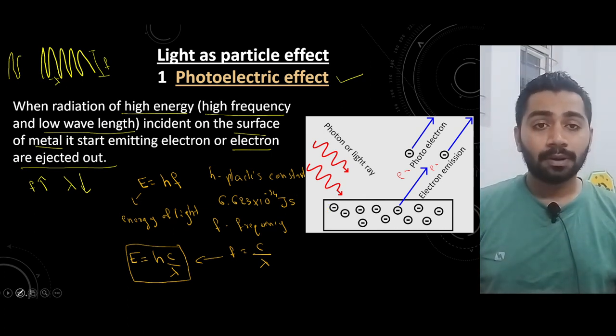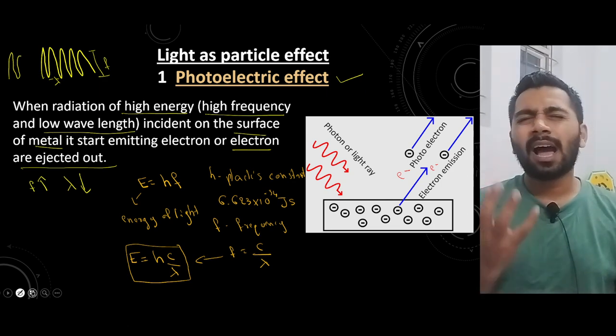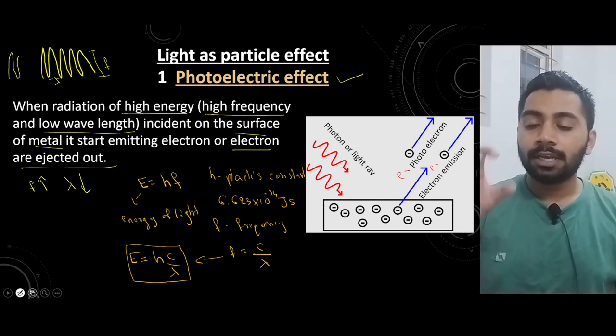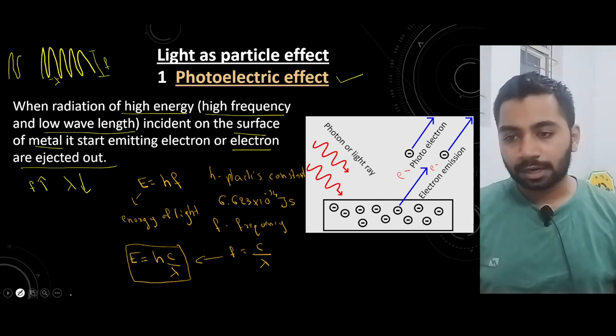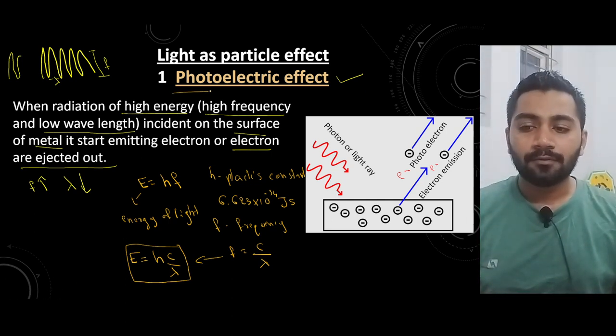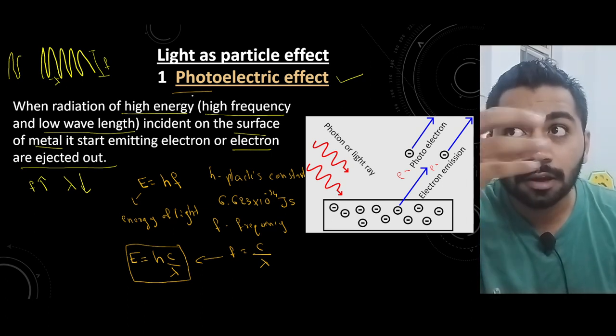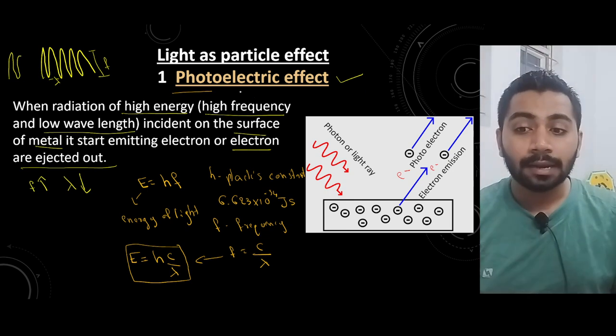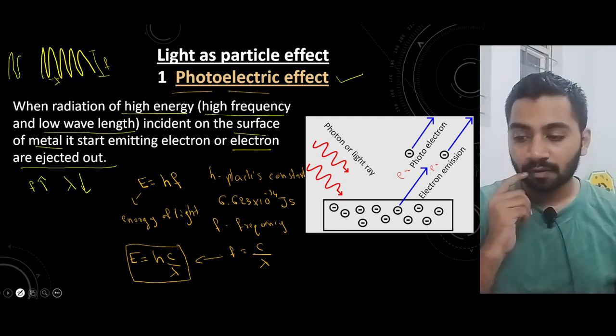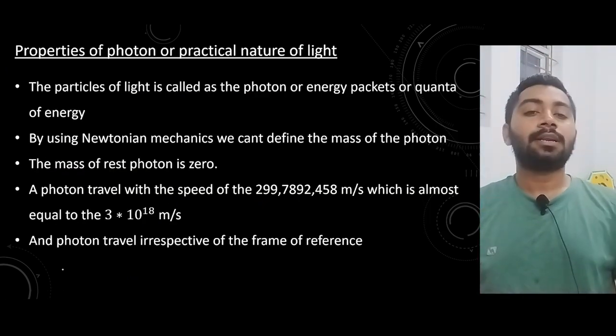The photoelectric effect is very simple. When high energy radiation is incident on the metal, it will emit electrons. That's all. Photoelectric effect. See, the name itself is telling. Photo means photon. Photon means energy. Energy means what? Sunlight. This energy falls on the metal and it emits electrons. Photoelectric effect. Now let us see some properties.